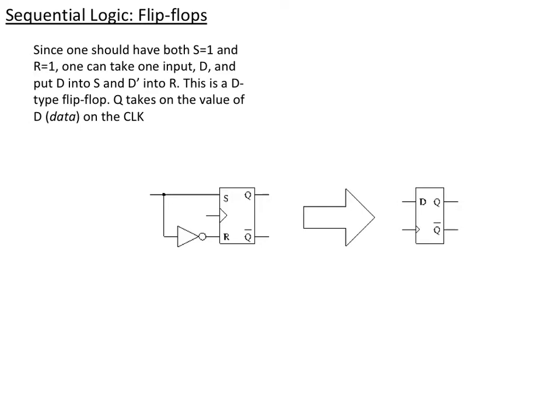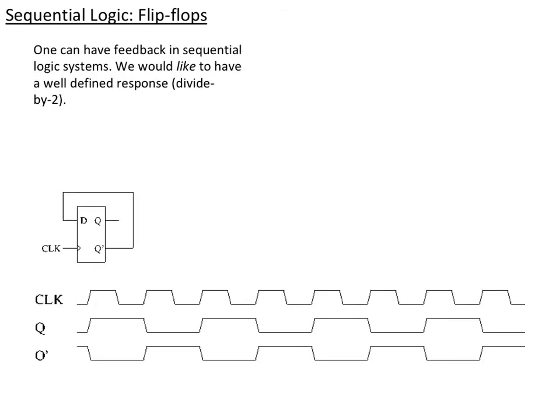It takes the data. D is for data, and the flip-flop takes the state of the data. If data is 1, then on the clock the state is set to 1. If the data is 0, then on the clock the state is set to 0. Now, I had mentioned earlier that some states will only take their state on the clock.